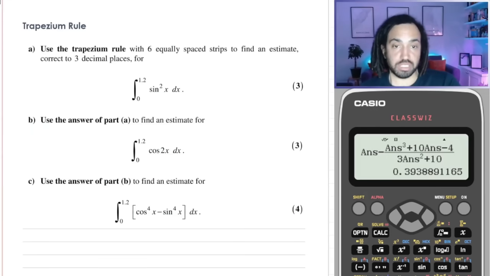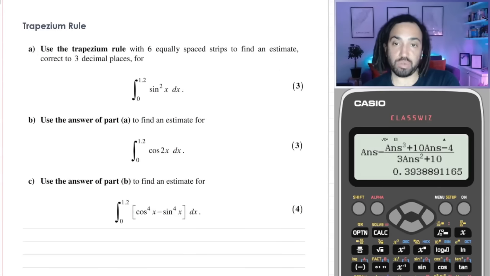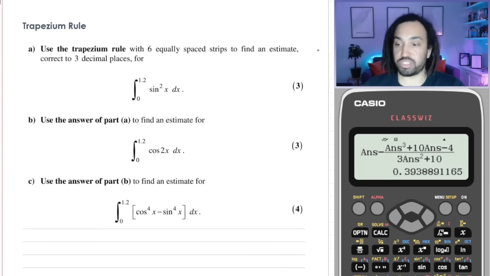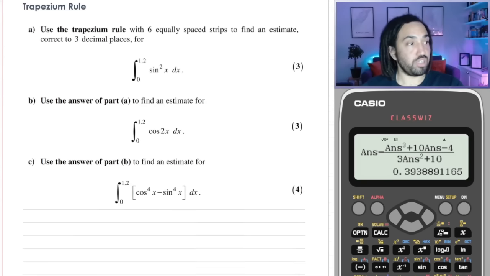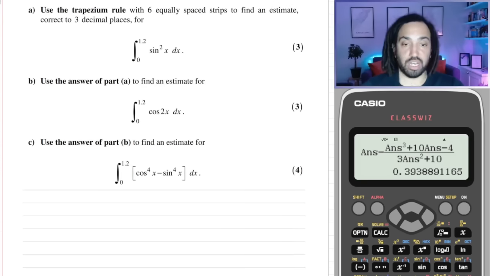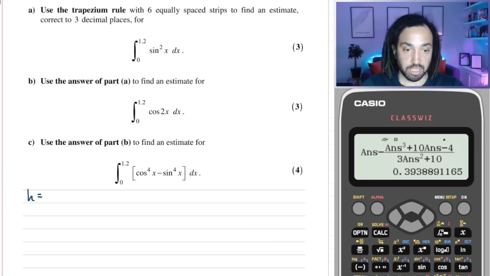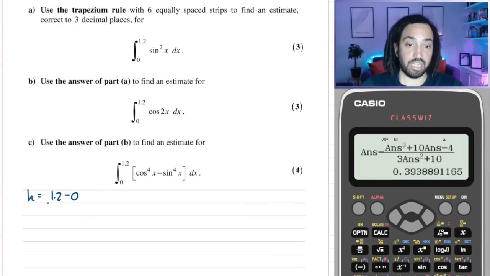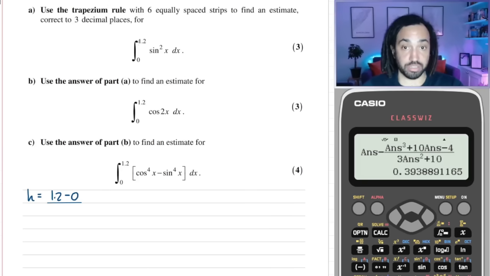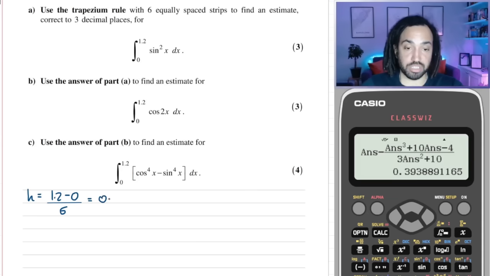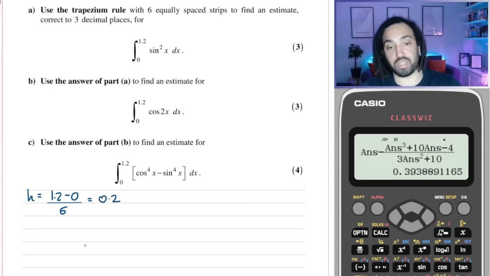Okay, Trapezium Rule. It says use the Trapezium Rule with 6 equally spaced strips to find an estimate correct to 3 decimal places for this. Okay, so the first thing we need to do is work out the height of each strip. So the height is going to be the gap between the limits, so 1.2 and 0 obviously has a gap of 1.2, and then we divide it by the number of strips. So this is going to give us 0.2.